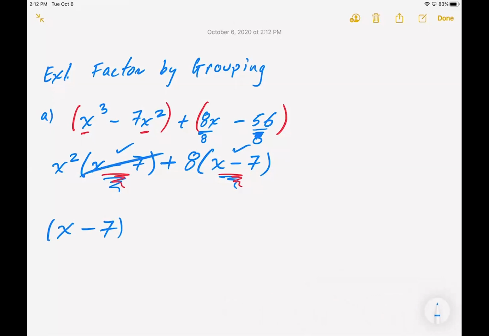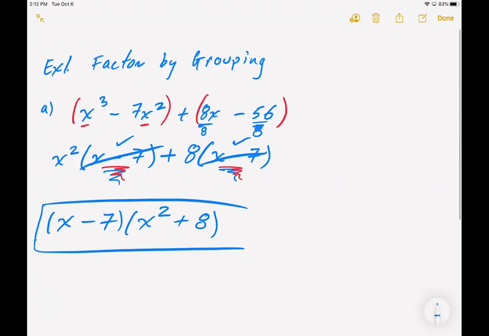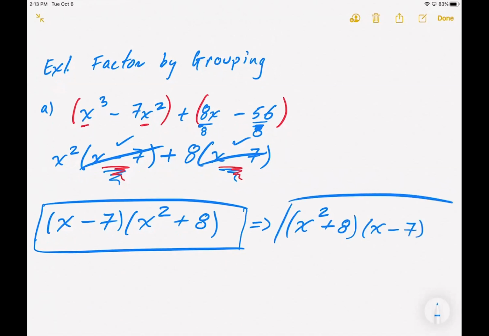If you remember, if they are the same, all we need to do is bring it to the outside. Meaning I took this item out and I took this item out. Whatever is the same, I bring to the outside. Whatever is left over, I put in another parenthesis. And this is our answer: x minus 7 times x squared plus 8. And whoever says, well, Mr. Tran, is it the same if I put it like this? Yes, if you want to put x squared plus 8 in the front and x minus 7 in the back, it's perfectly fine.